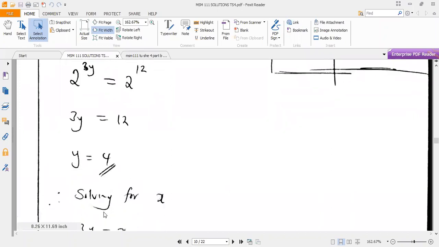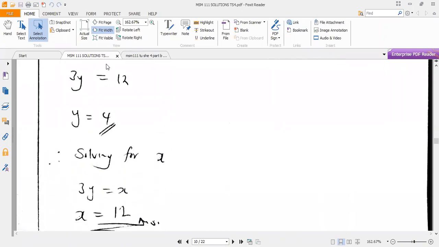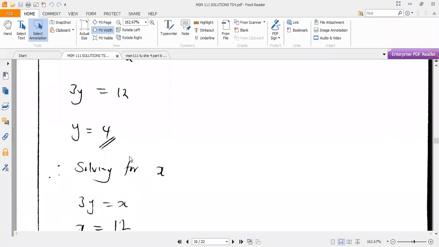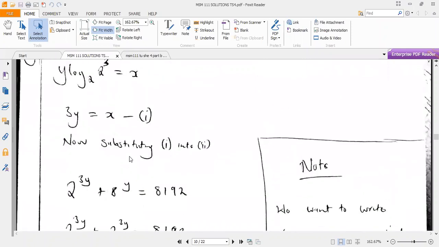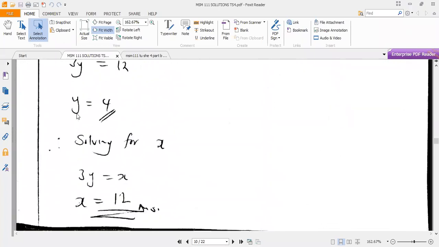Now solving for x, we use the same equation, equation 1: 3y is equal to x. Our y is 4, so we just put it there. It will be 4 times 3, which is 12, as our final answer.